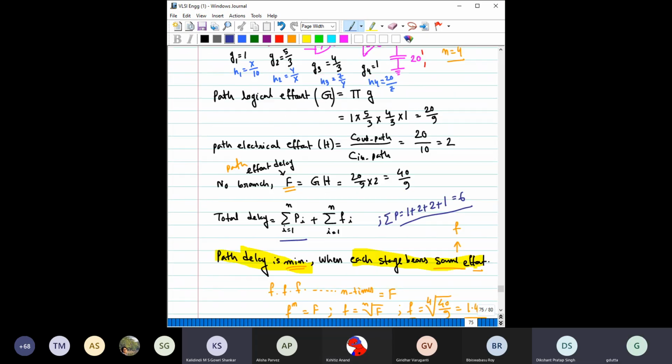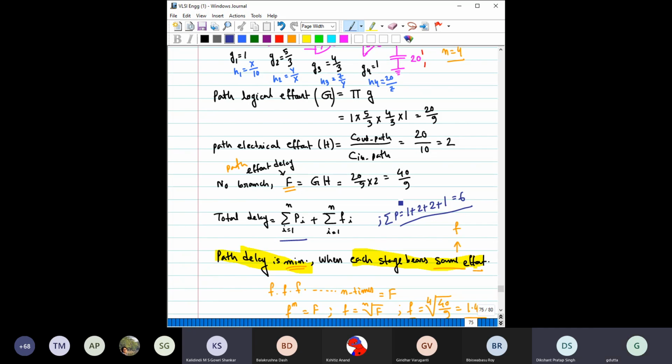So here you are saying total delay is the summation of all Ps and Fs, right? Summation of F. So yesterday there was an example like one inverter and then some inverters in branching. So for that, why didn't we add all the P or F?